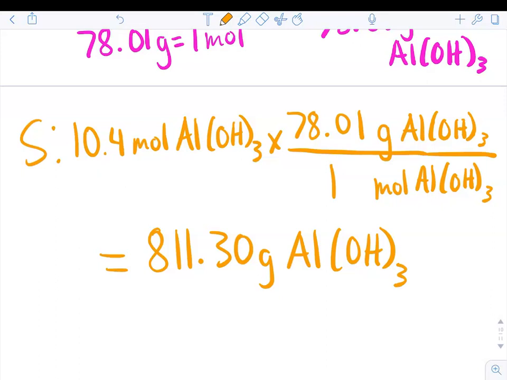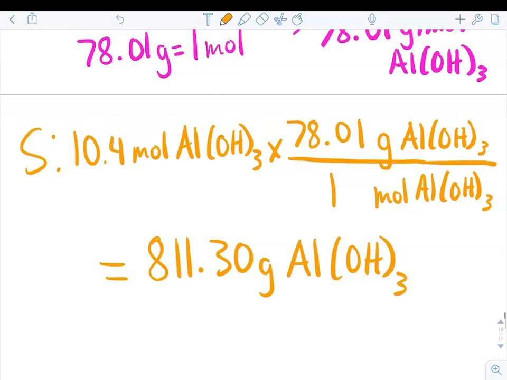Okay? And again, this isn't necessarily something new. We've done conversions before. It's just now using the mole and molar mass and Avogadro's number in our conversions. And that is it for these notes.